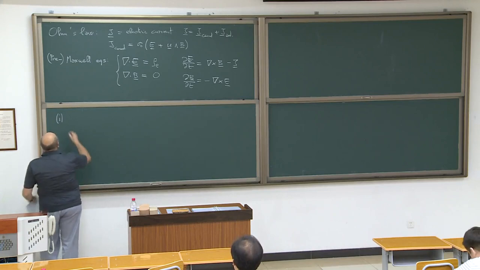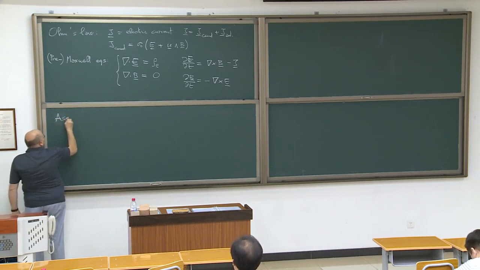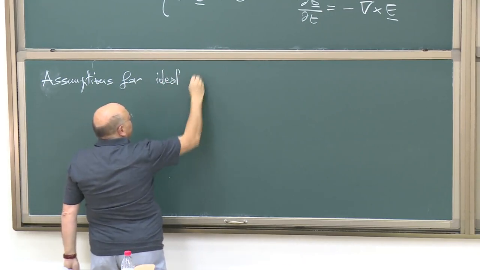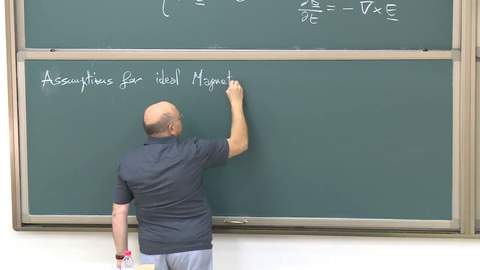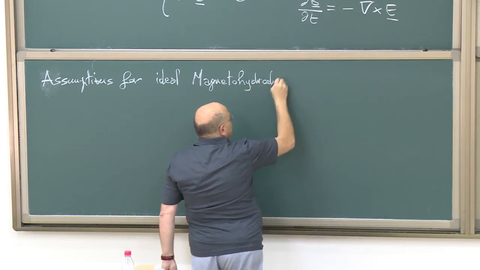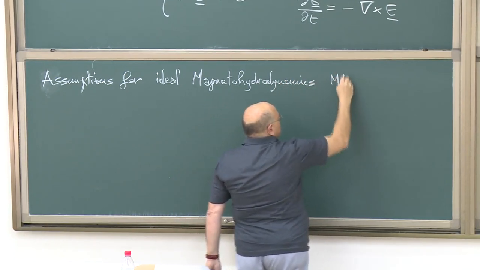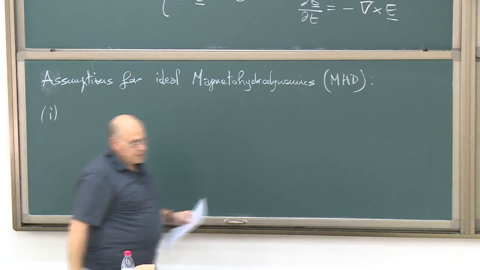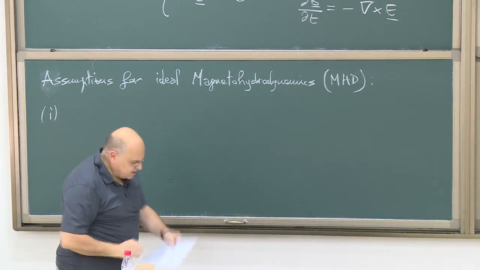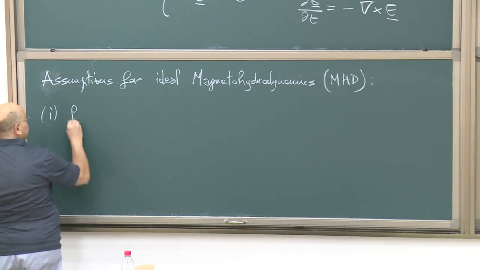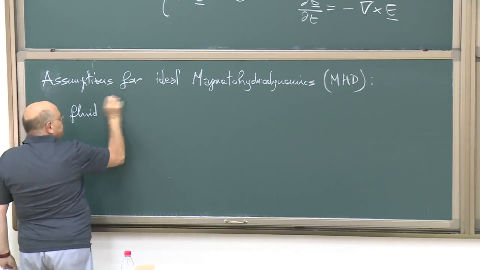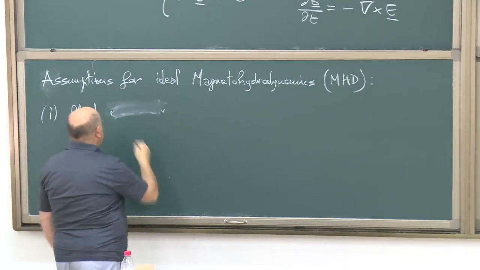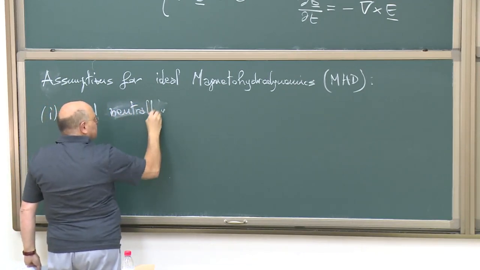All right, so the first assumptions for ideal MHD, magnetohydrodynamics. I'd like to follow the order I put them down. The first assumption is that we take a fluid to be, sorry, it's better to say, electrically neutrally charged.